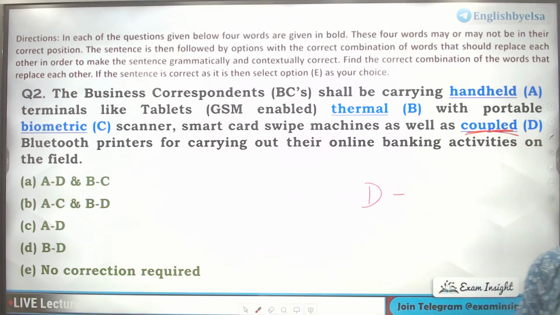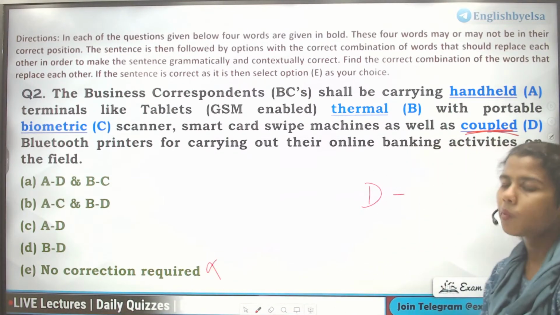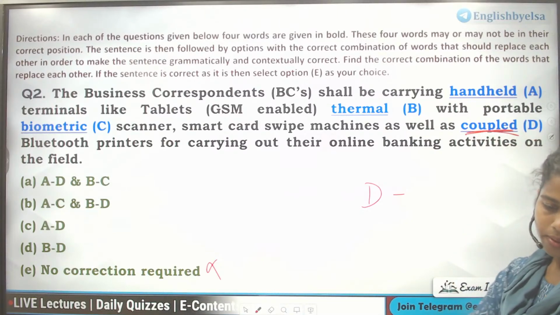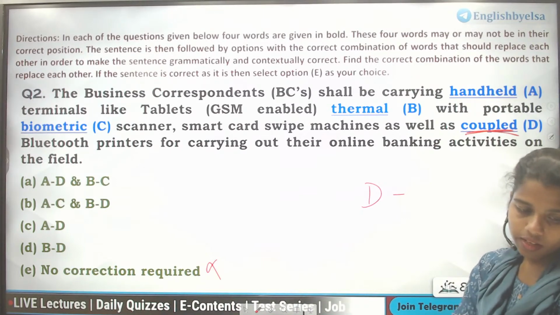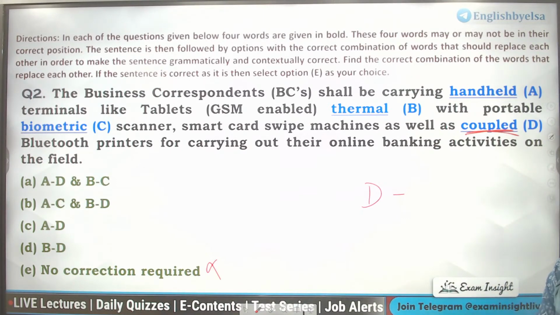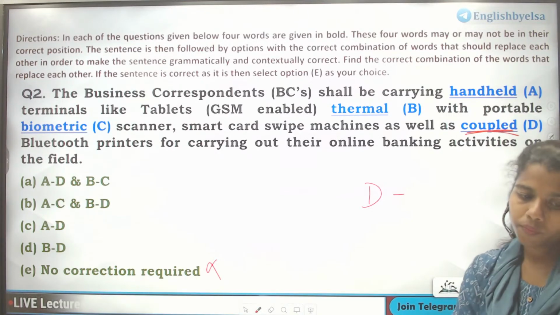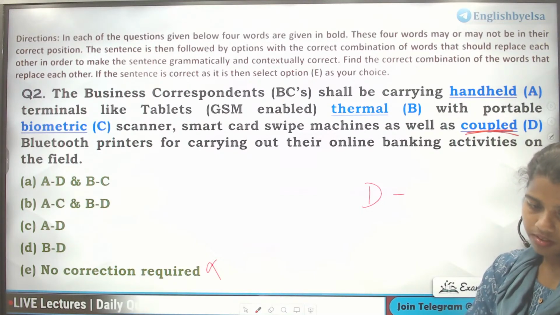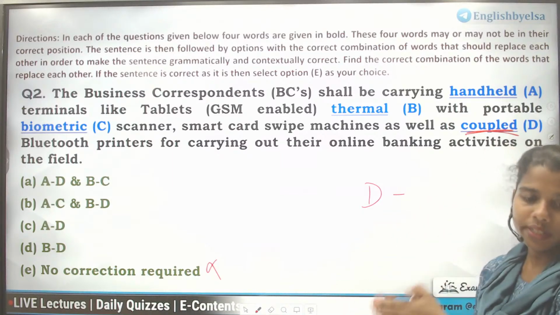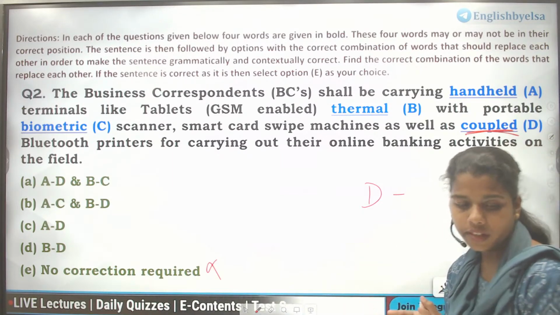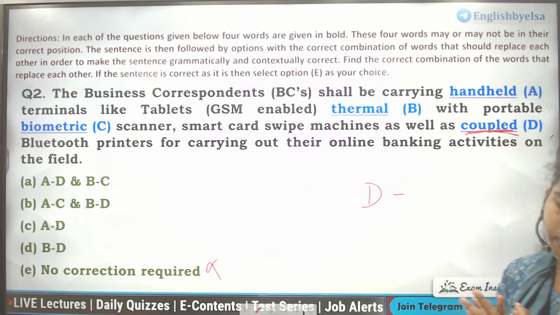But in the option if I see, all 4 options has D with it. This is not my answer. I got to know why, because this word is not fitting here. Which will be the correct answer? Which word should be replaced? Simply look like this. Can it be handheld Bluetooth printers, thermal Bluetooth printers, biometric Bluetooth printers? Which can it be? Simply think that way.